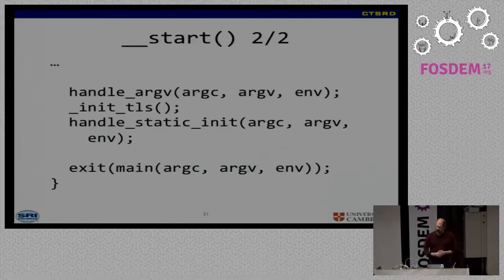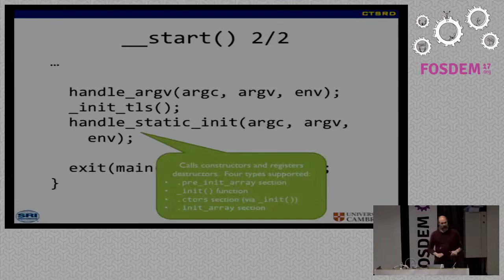So out of init TLS, we're going to return to _start. And this handle static init function is responsible for calling all the initializers at program startup. Through a variety of historical accidents and inability to deprecate functionality, there are 4 different ways to call a bit of code to initialize something in your program.